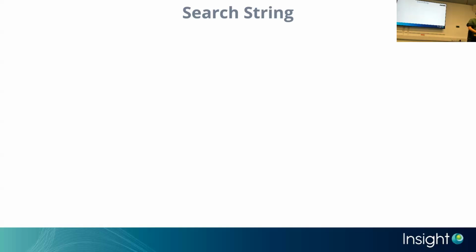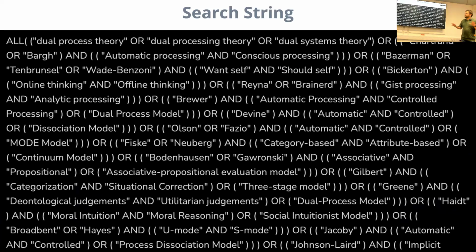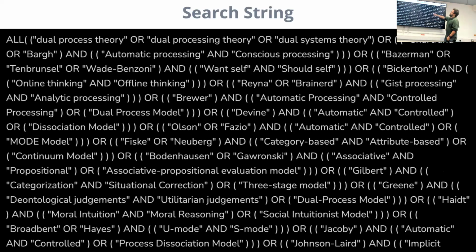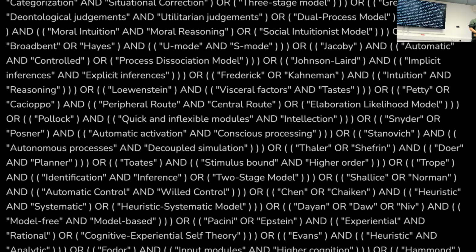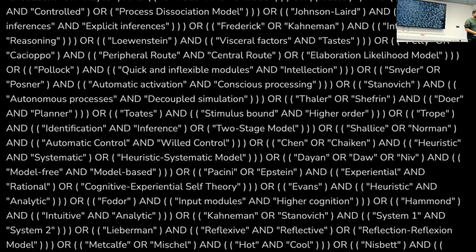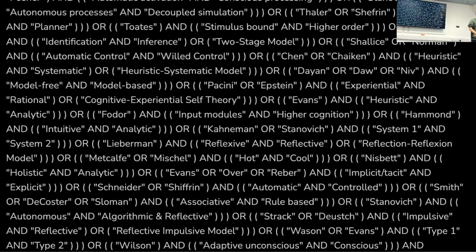So I had to make a choice and say, okay, I'll have these conditions. And it's like, if you are automatic and conscious processing, then that's from the theory from Bargh and Chartrand. So you should technically have some reference to those if you're talking about that. Or if it's Bazerman and Tenbrunsel, you want the "want self" and "should self." So there's a lot of conditional statements I had to add, and that made a way more manageable amount of studies to look into.